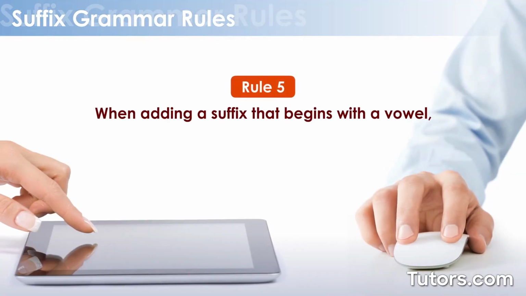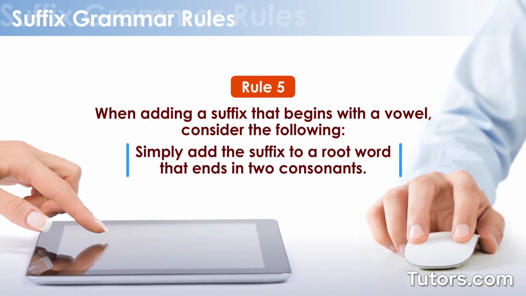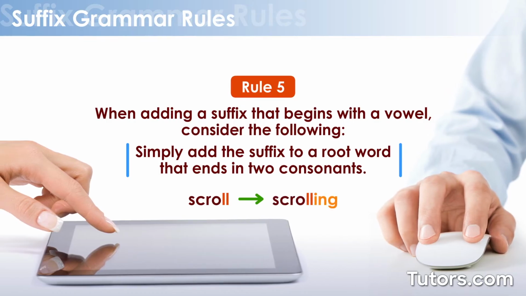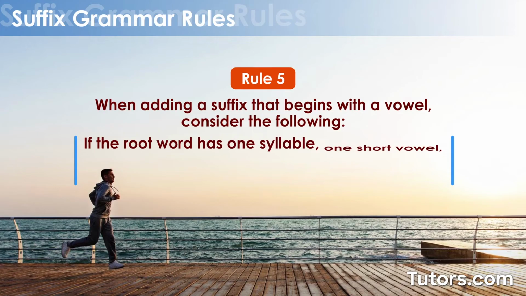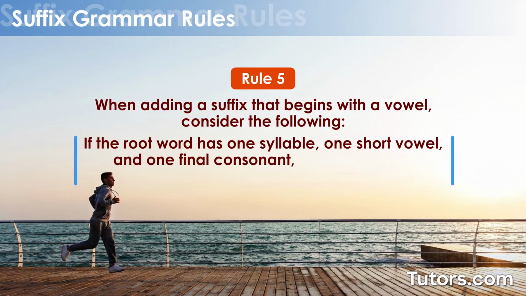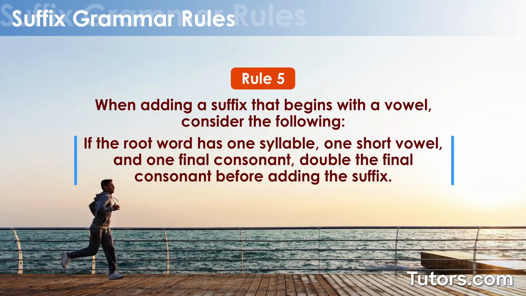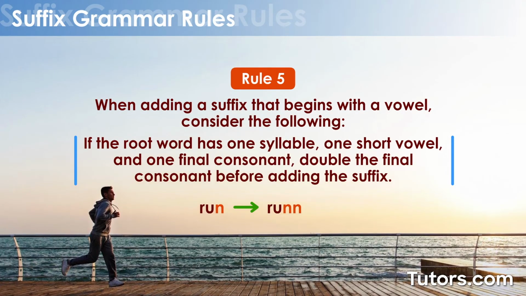Suffixes that begin with vowels have a few rules. If the root word ends in two consonants, just add the suffix, like scrolling. If the root word has one syllable, one short vowel, and one final consonant, double the final consonant before adding the suffix. Here, run needs a second N to become running.